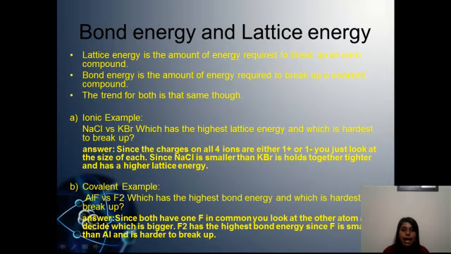Covalent example: aluminium fluoride versus fluorine gas, which has the highest bond energy and which is hardest to break up. Since both have one fluorine in common, you look at the other atom and decide which is bigger. Fluorine gas has the highest bond energy, since fluorine is smaller than aluminium and is harder to break up.